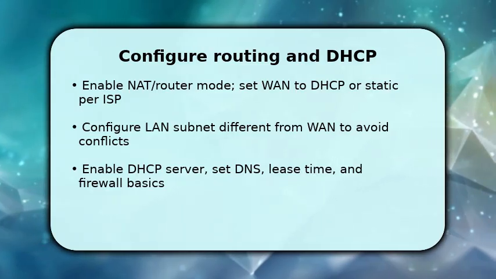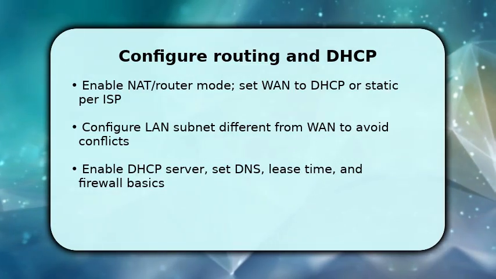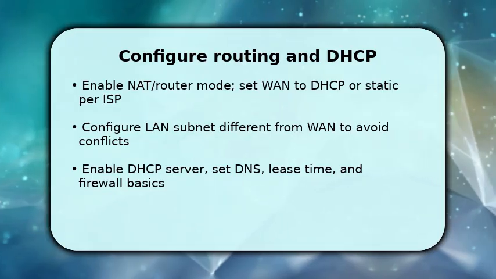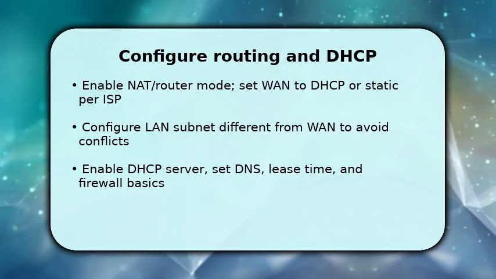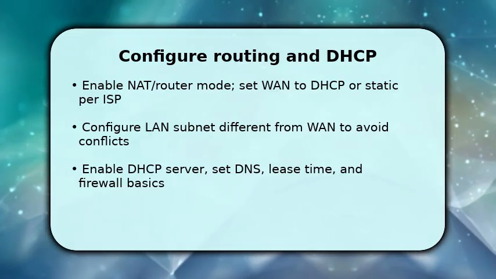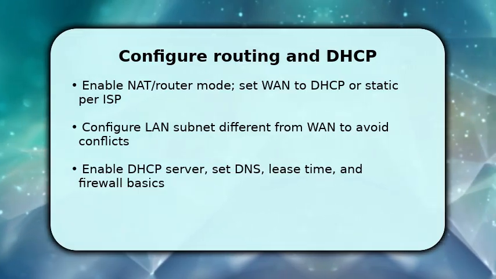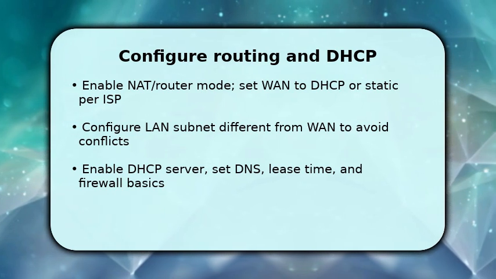Turn on the AP's DHCP server and define an IP pool, DNS servers, and reasonable lease time. Configure basic firewall rules or default deny policies, and set port forwarding if you need inbound services.